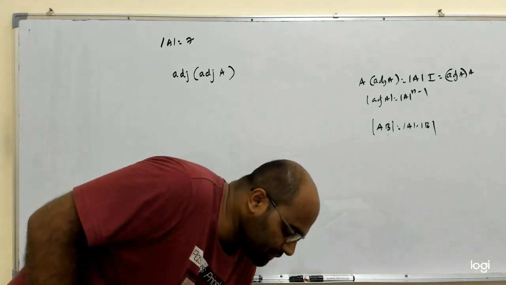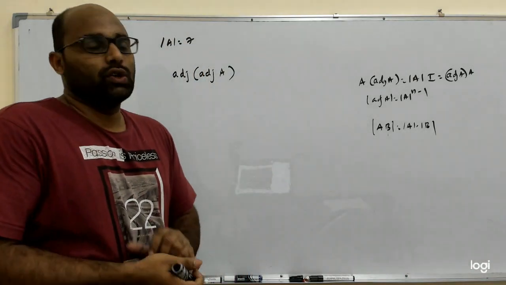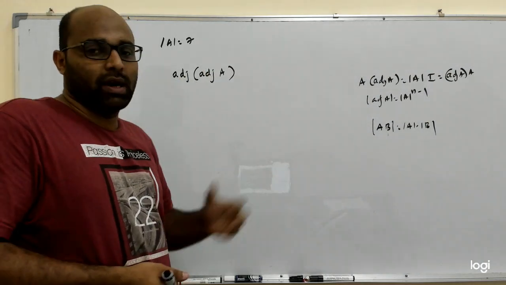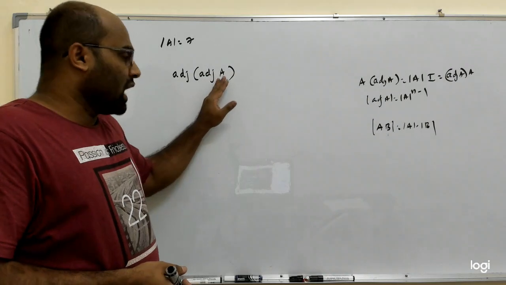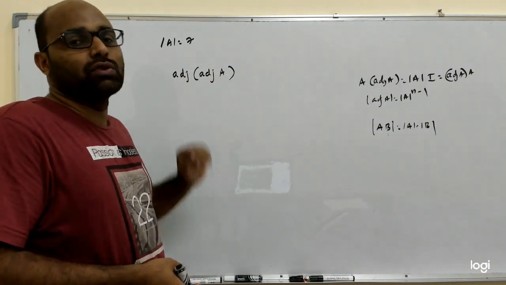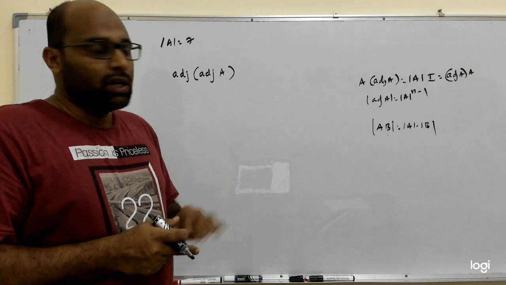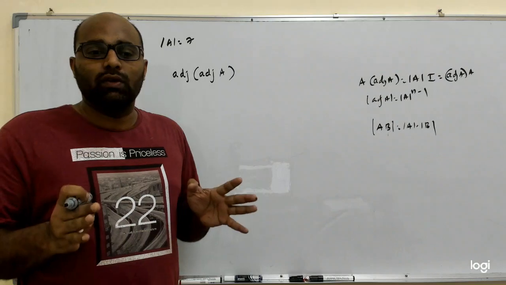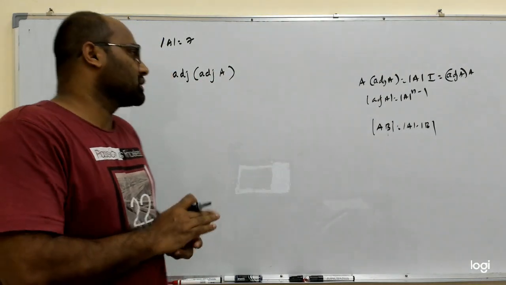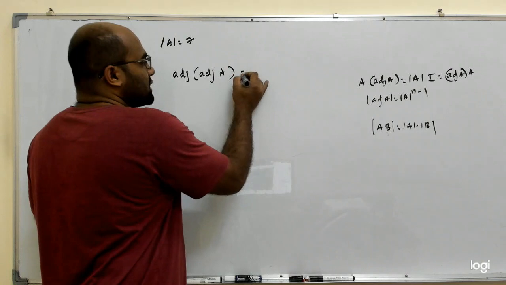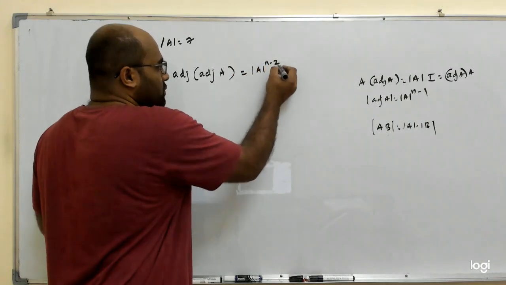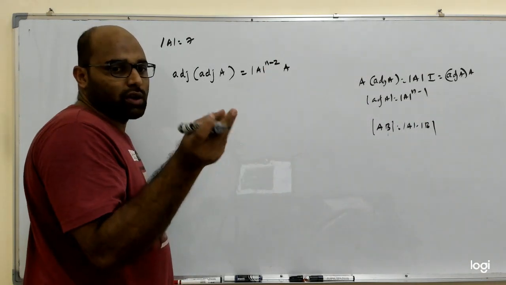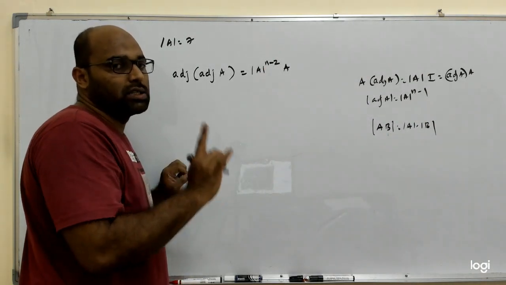Adjoint of adjoint A. What do you mean by adjoint of adjoint A? Adjoint A is a matrix. How to find adjoint, you know, minor, cofactor, like that we are finding. Once you find that adjoint A matrix, again you have to find the adjoint of what you got. It is a matrix, not a determinant. Determinant always gives a unique value. So the result we want: determinant A raised to n minus 2 into A. Determinant A raised to n minus 2 is a scalar value, a unique value, into A. Don't forget this result, it is already there in your book sheet.